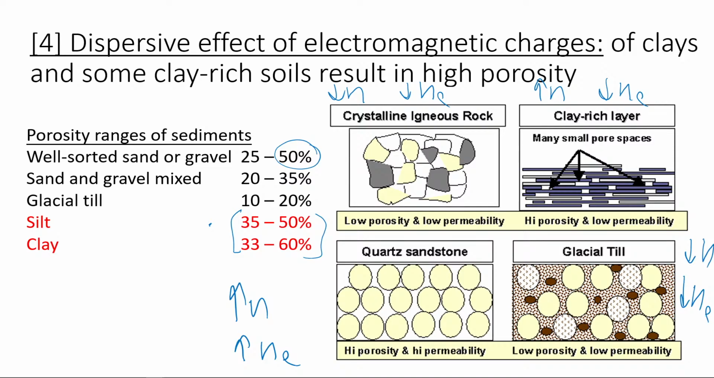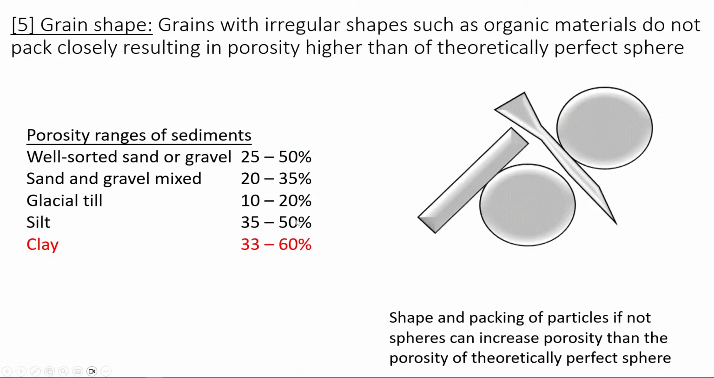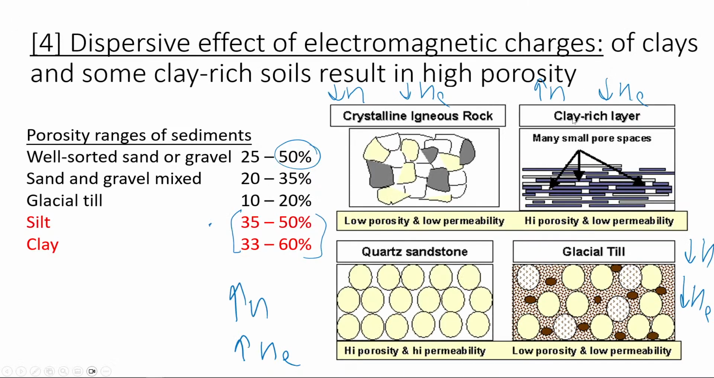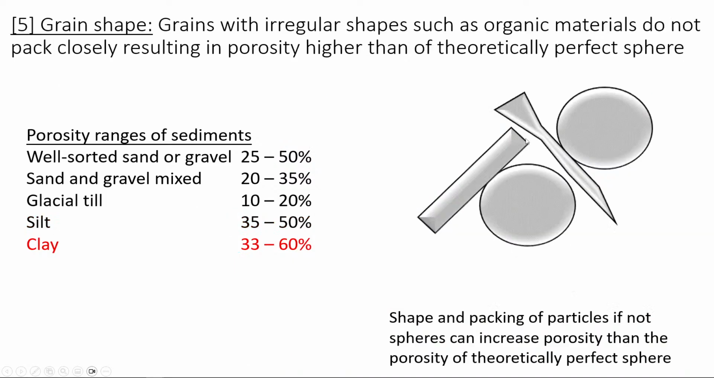So here you see the four cases: low porosity with low effective porosity or permeability, high porosity with low effective porosity or permeability, and high porosity with high effective porosity. But okay, now if these are silt and clay, why does clay even have a higher porosity than silt if it's only the electromagnetic effect?